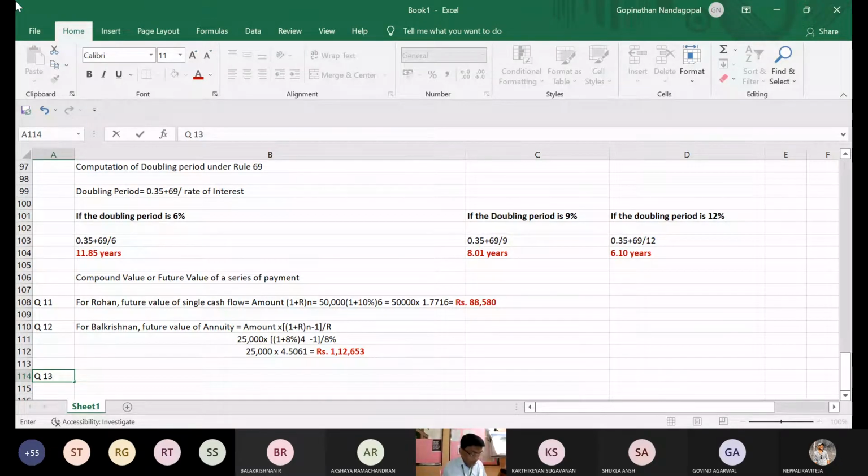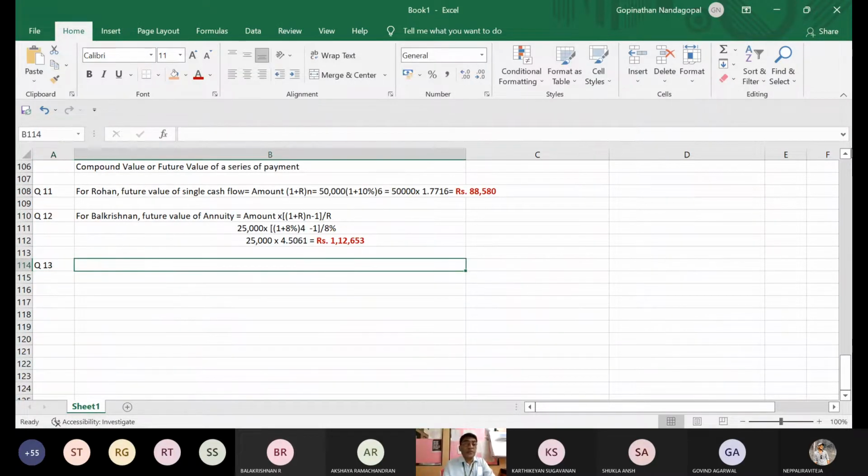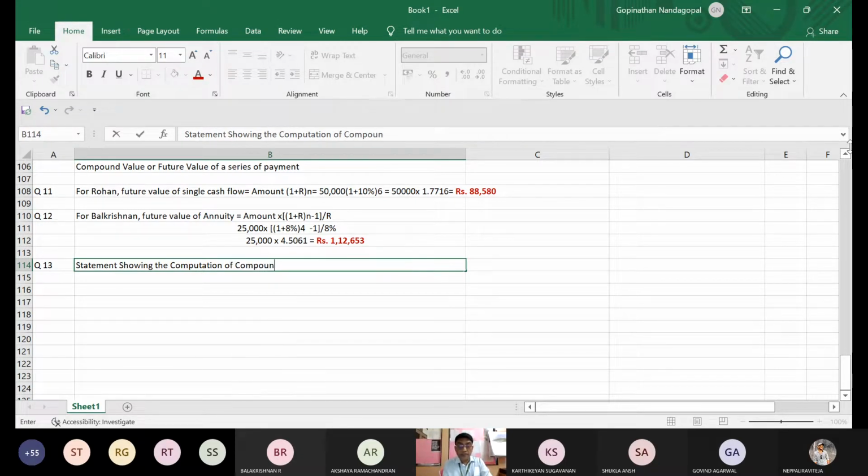Calculate the future value compound interest on an amount of rupees 1 lakh borrowed at a compound interest rate of 12% per annum for 6 months, 1 year, 2 years, and 1,095 days. So I just prepare a statement. This type of problem, you have to prepare a statement showing the computation of compound interest.